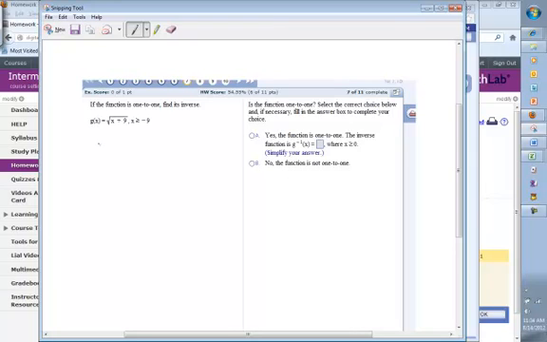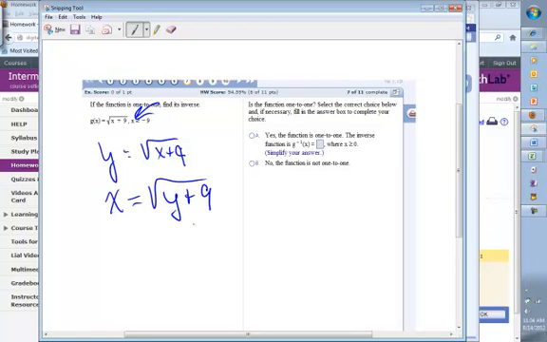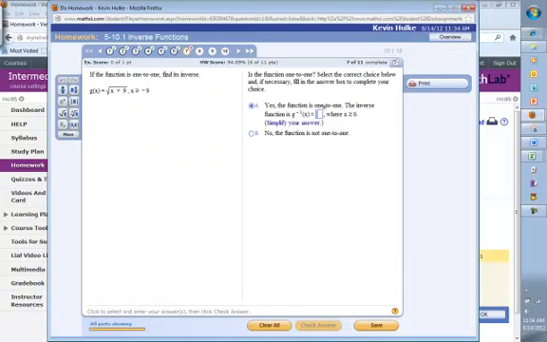What we do is we write y equals square root x plus 9. And remember, x has to be greater than -9. Let's switch the letters around. X equals square root y plus 9. And let's get y all alone. So square both sides. X squared equals y plus 9. Subtract 9 from each side. X squared minus 9 is y. So the function is x squared minus 9.